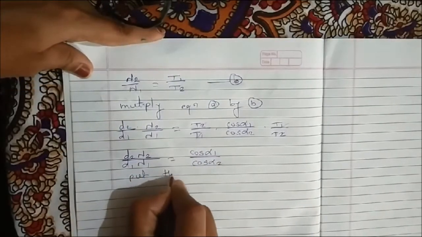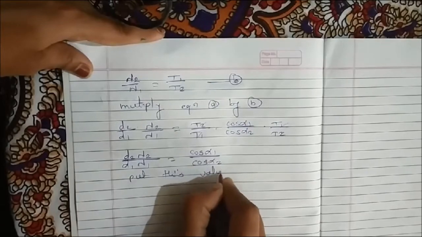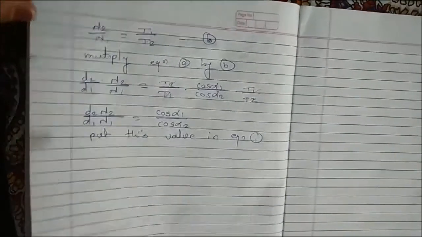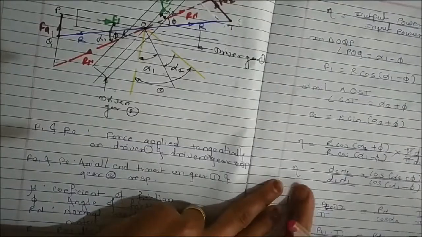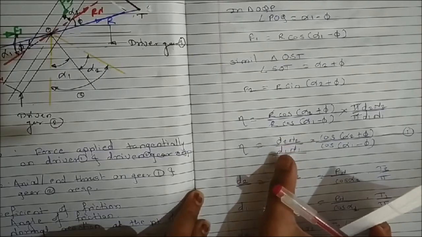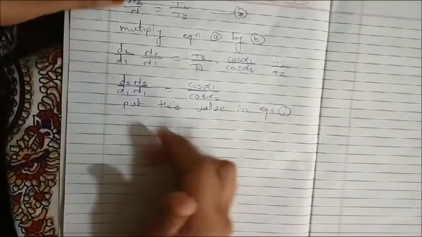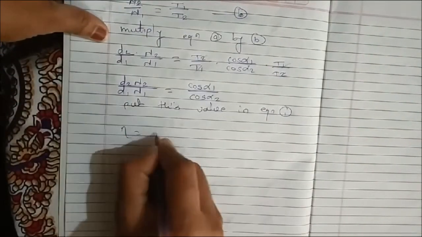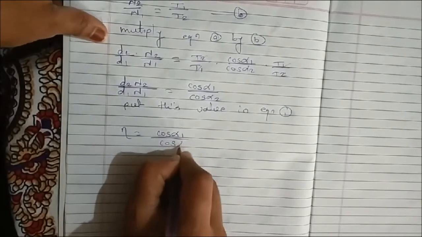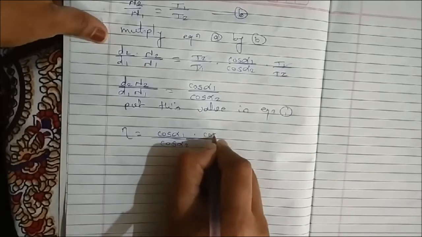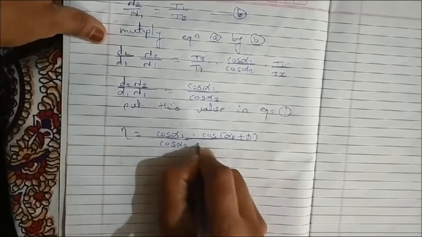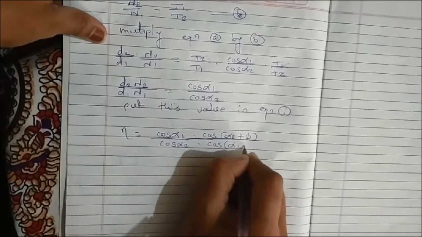Put this value in equation 1. We have this equation 1 for efficiency, and here we have d2 n2 upon d1 n1, so let's put this value over here. So we get cos of alpha 1 divided by cos of alpha 2 into cos of alpha 2 plus phi divided by cos of alpha 1 minus phi.